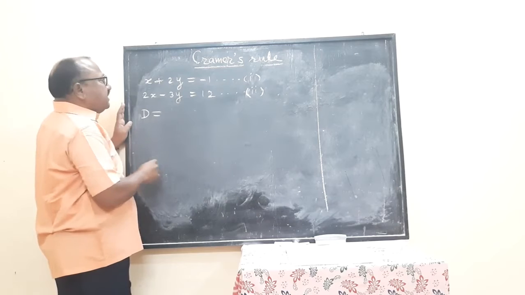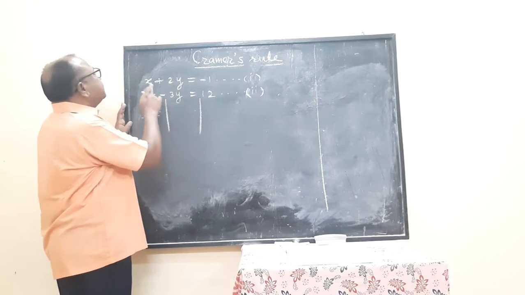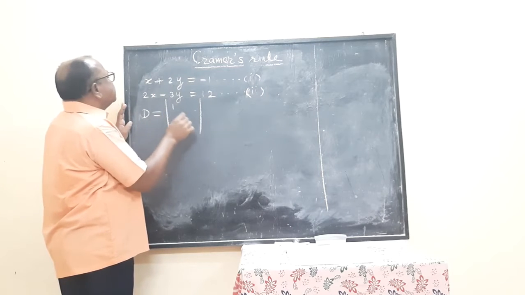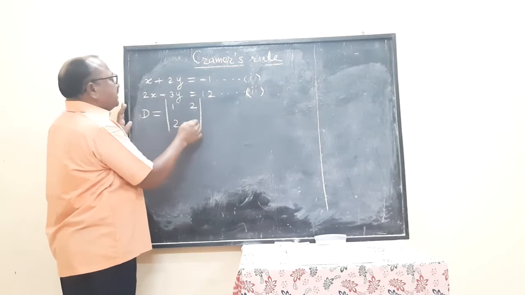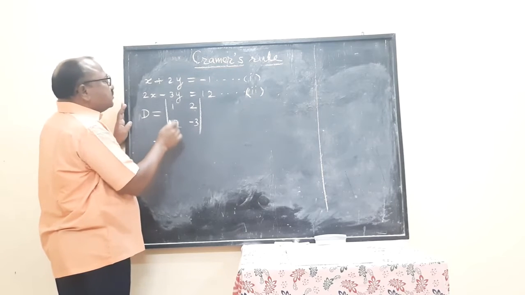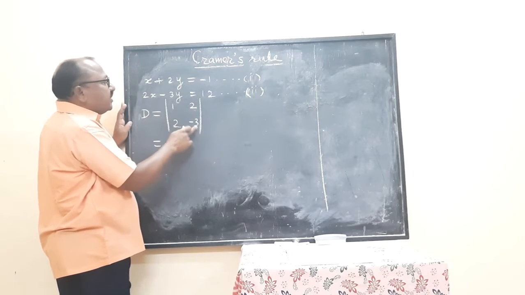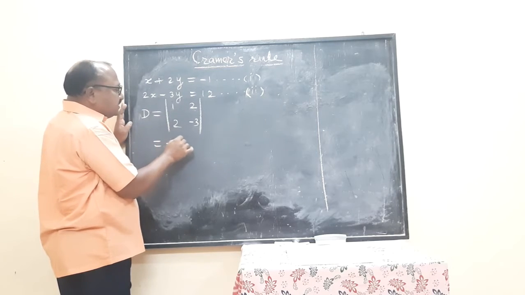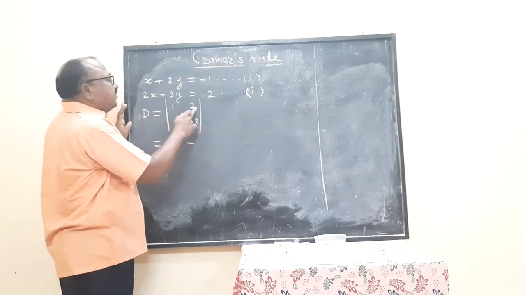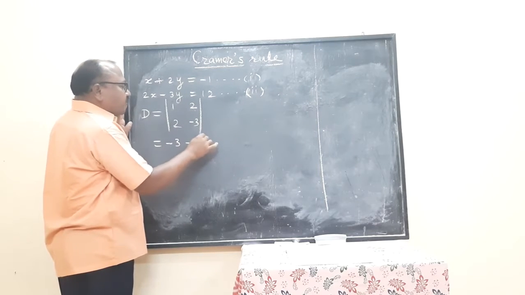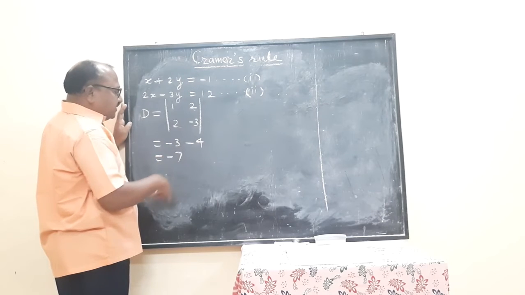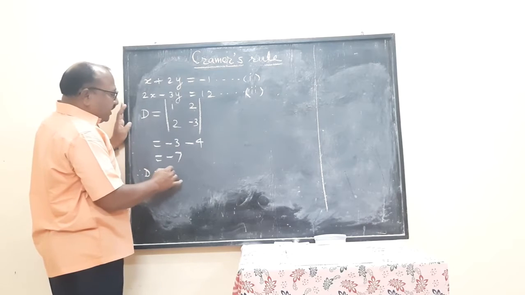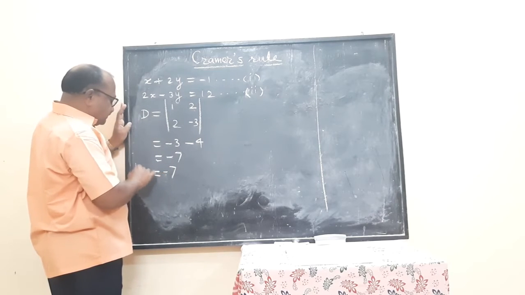To calculate the value of D, you have to take the coefficients of x, 1 and 2, and here in this case 2 and -3. So you have to take the multiplication of 1 and -3. So the multiplication of 1 and -3 is -3, minus the multiplication of 2 into 2, 4. So -7. In this way, the value of D is -7.